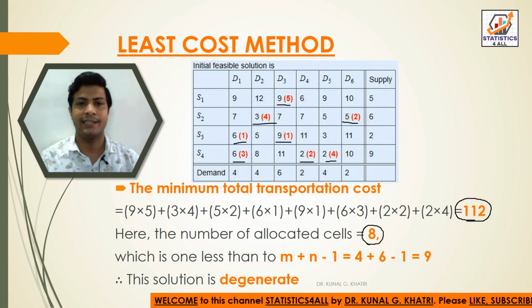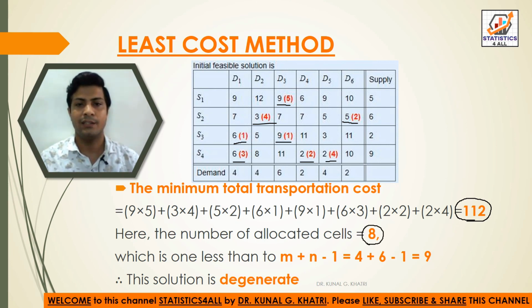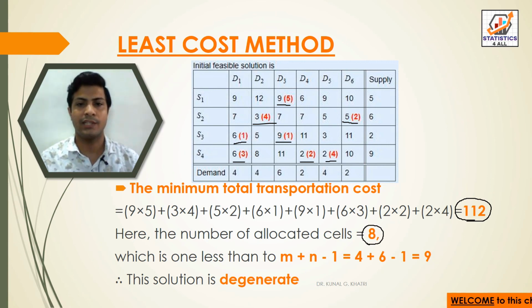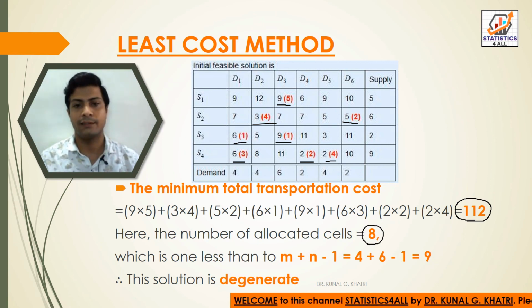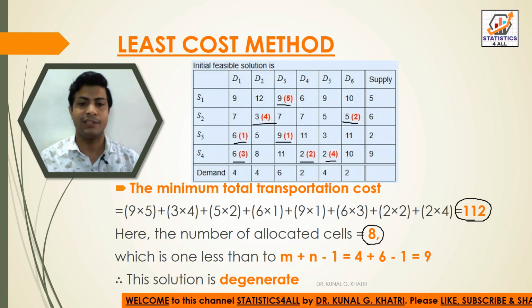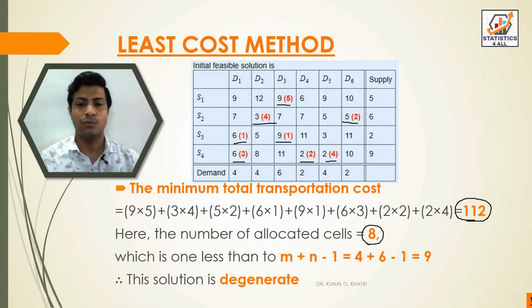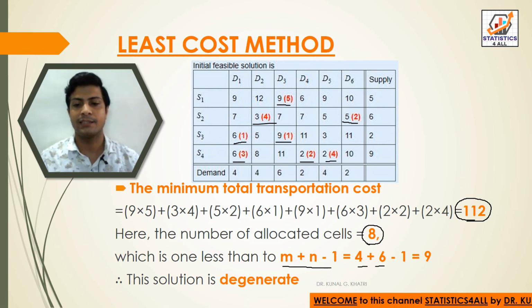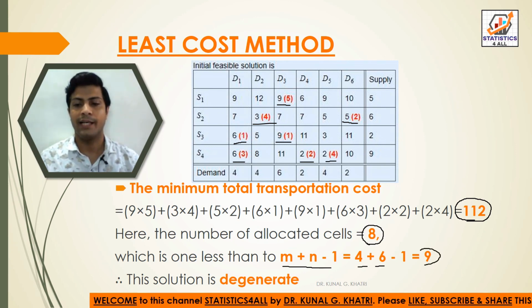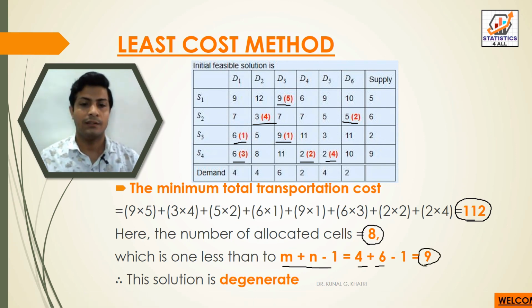Here the number of allocated cells are 8. Here we can see that in first row there is 1, in second row there are 2 cells allocated, in third row there are 2 cells allocated, and in fourth row there are 3 cells allocated. So total is 8, which is 1 less than m plus n minus 1. M is row 4 and n is column 6, minus 1. So 10 minus 1, that is equal to 9. So both are unequal. So therefore this solution is degenerate.